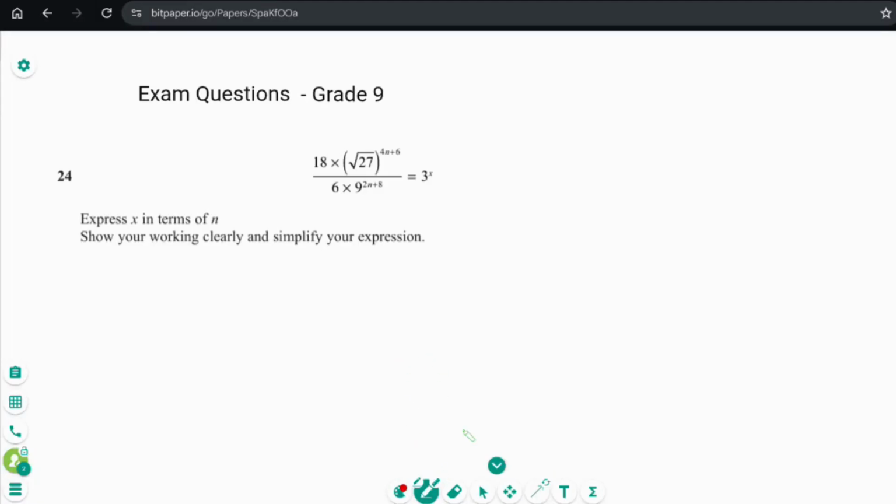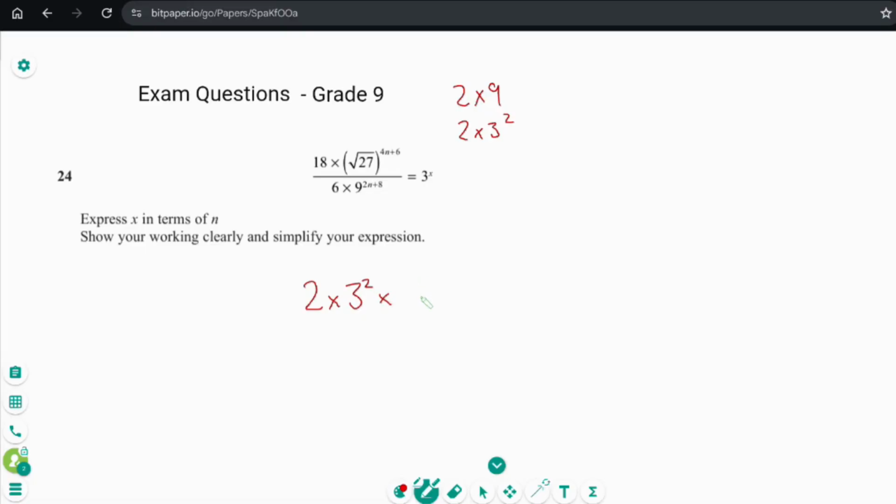So let's have a look at some grade 9 exam questions. It's all about getting the base the same as the first step. So on the right hand side, because we've got a base of 3, I'm assuming we need to get everything on the left as a base of 3. So 18 is 2 times 9, and 9 is 3 squared. So we have 18. Well, we've got 2 times 3 squared, but let's just leave it like that for now.